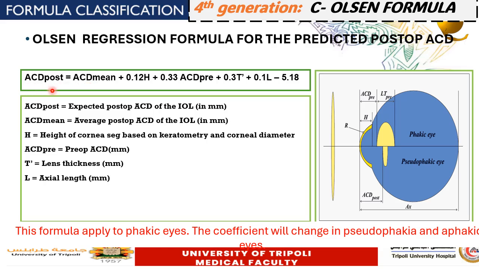So the AC depth postoperatively equals the mean of the AC depth plus 0.12 H. H refers to the corneal height, and we explained before the meaning of the corneal height, which is related to the curvature of the cornea as well as to the white-to-white diameter. This is the corneal height, which is known as the H. And 0.33 anterior chamber depth preoperatively, and 0.3 T refers to the lens thickness, 0.1 L, that's the axial length, and so on. So this is the equation.